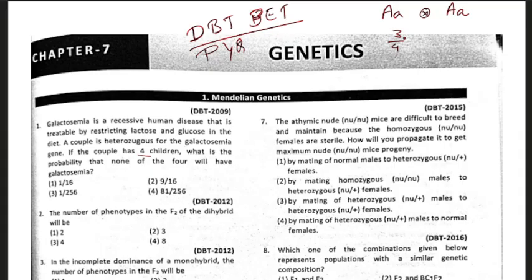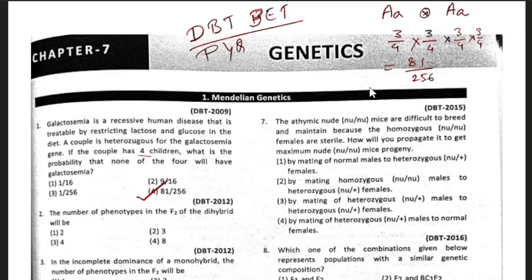So the total is 3 by 4, and there are 4 children, so 3 by 4 into the second child, also 3 by 4, into the third child, also 3 by 4, and the fourth child also 3 by 4. So the probability of the children consecutively being galactosemia negative is 81 divided by 256. So option 4 is the correct answer here.